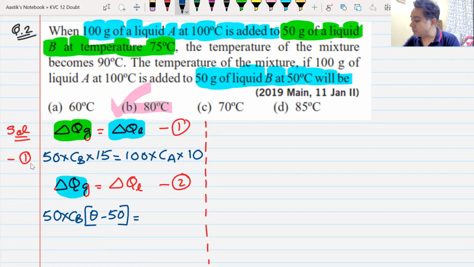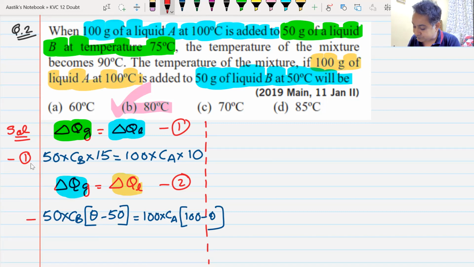That must be equal to heat lost. Who is going to lose heat? This gentleman, 100 grams of this gentleman. 100 multiplied by specific heat of A into the temperature change, which is going to be lower. So I write 100 minus theta. This is the equation in case number 2.